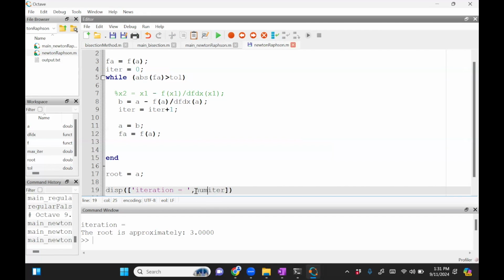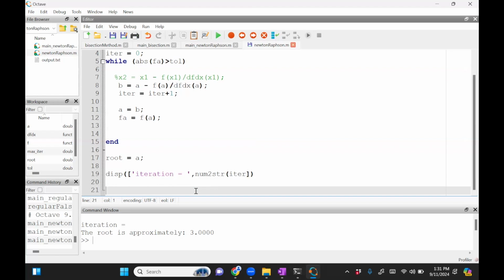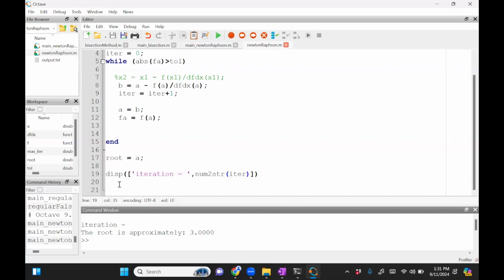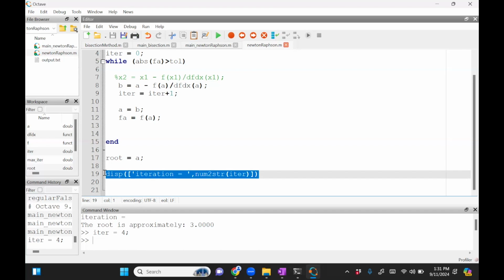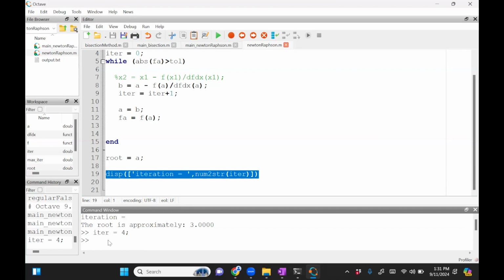And I think at least this is how I would do it in MATLAB. I take a number and convert it to string. Now, if you're always in doubt, you can always try this out like this. Iter equals 4, and then take this, put it here, and say it prints fine. So that really worked. If you want documentation, you just say help num2str.